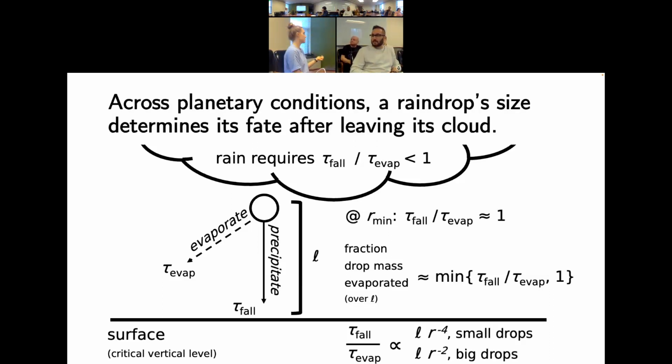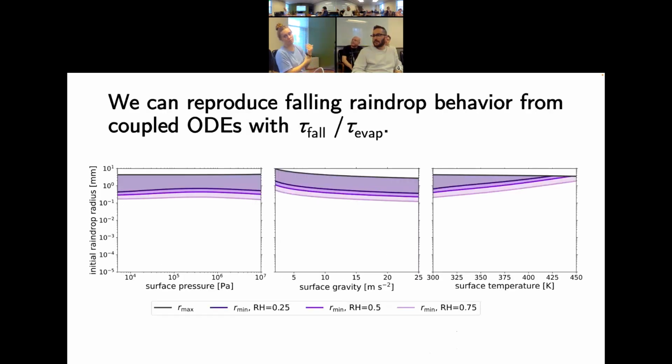Because this is a fairly simple expression, we can look at the dependencies. This is just the same fall time to evaporation time ratio. We can see that for smaller drops, drops in the Stokes regime, this ratio depends on radius to the -4. So we have a really strong nonlinear dependence on size, and that's driving a lot of these behaviors. And basically, I'll just quickly show that I can reproduce all of these results I was showing previously from coupled ODEs with just this ratio.